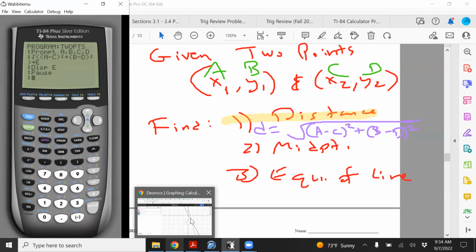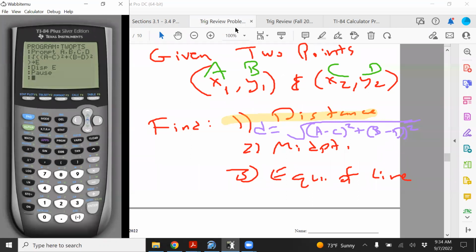Okay, midpoint. Now we know midpoint is the average. That's going to be A plus B over 2. No, I lied. A plus C over 2 and B plus D over 2. So I'm going to do this. I'm going to say parentheses alpha A plus alpha C divided by 2. And we'll store that as F.